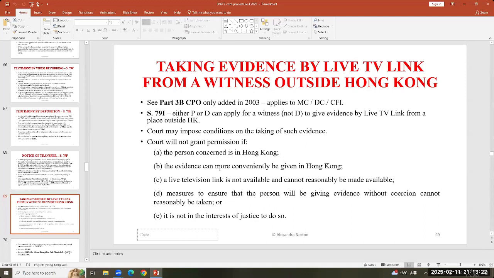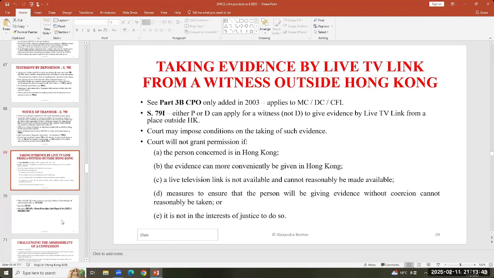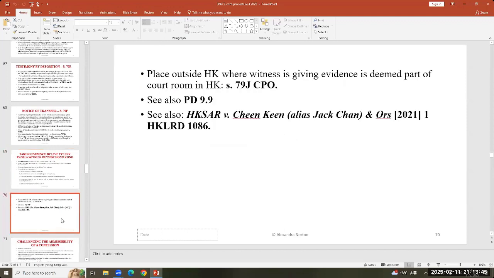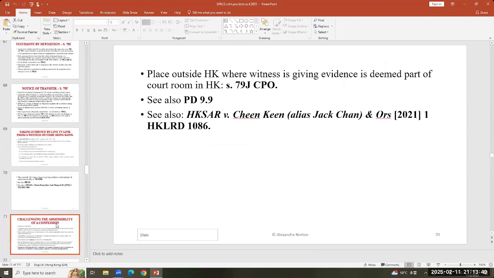It doesn't apply if the evidence can be more conveniently given in Hong Kong. So even post-COVID, it's still being used where, for example, an expert witness has a conflict in their diary that perhaps conflicts with the trial. They could be permitted to give that evidence from overseas, but not where it's not in the interests of justice. Usually it would be all right with an expert witness because of their duty to the court and their independence.